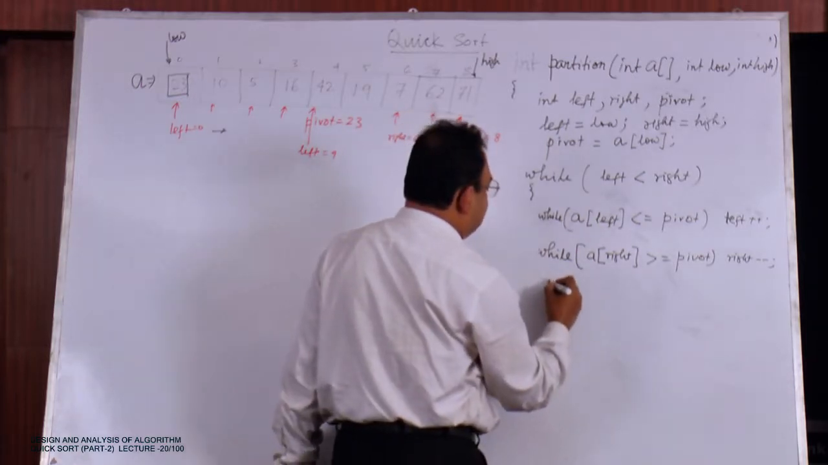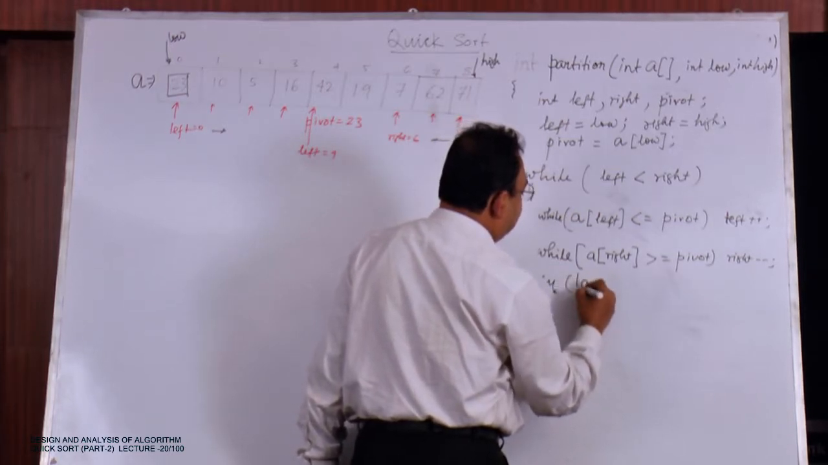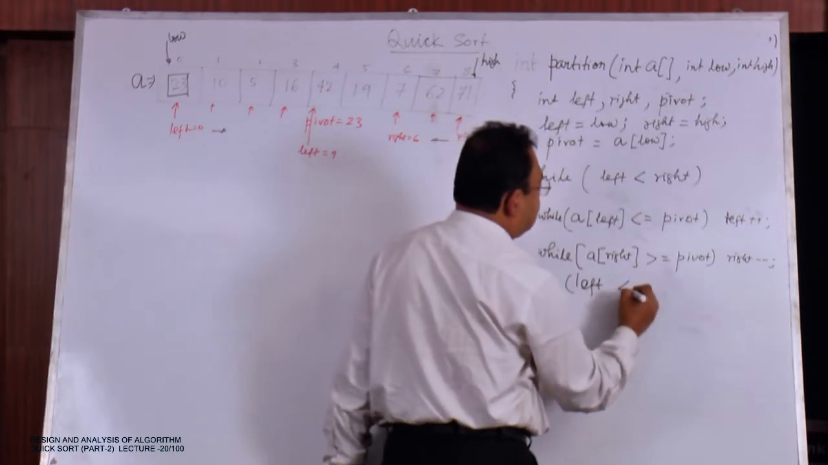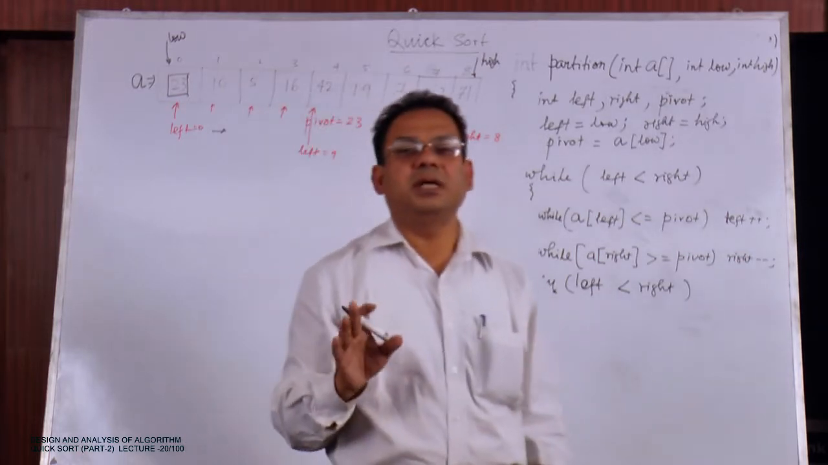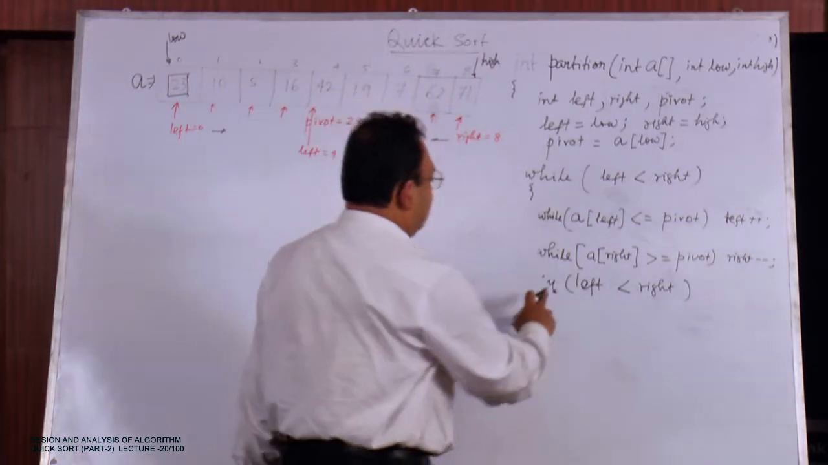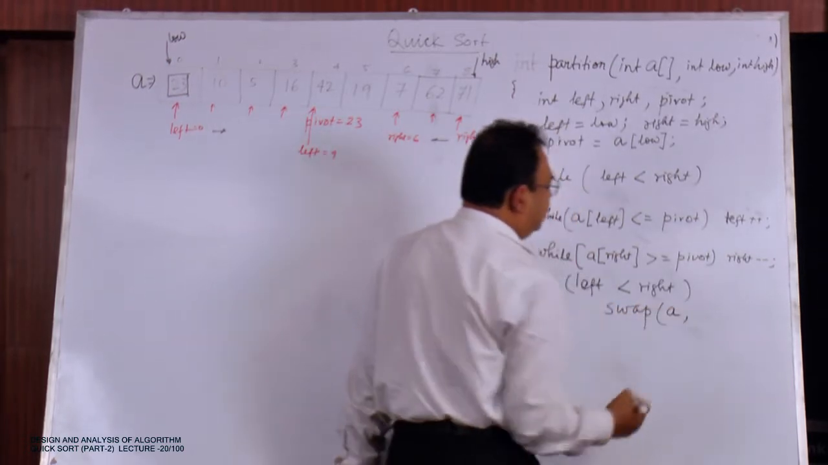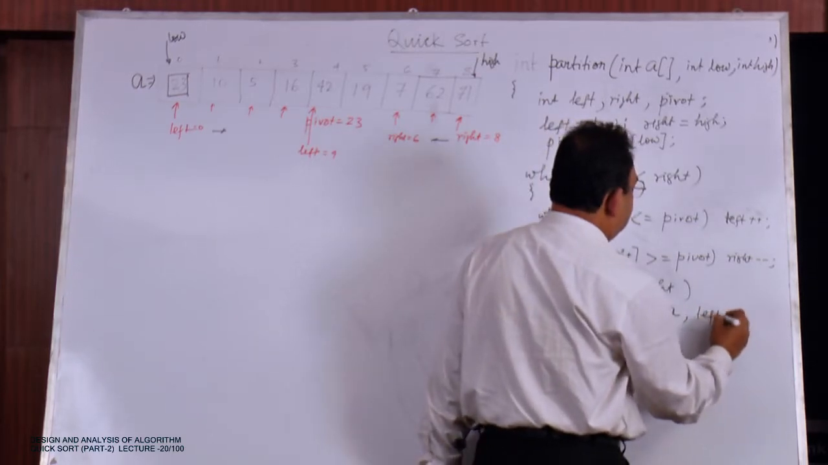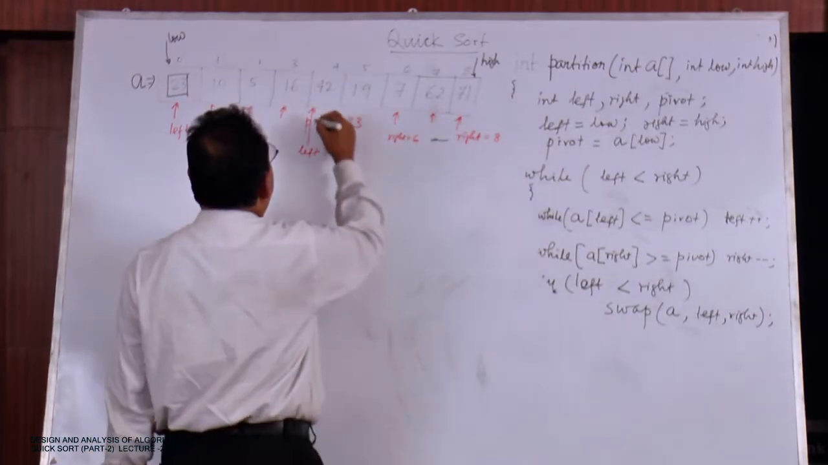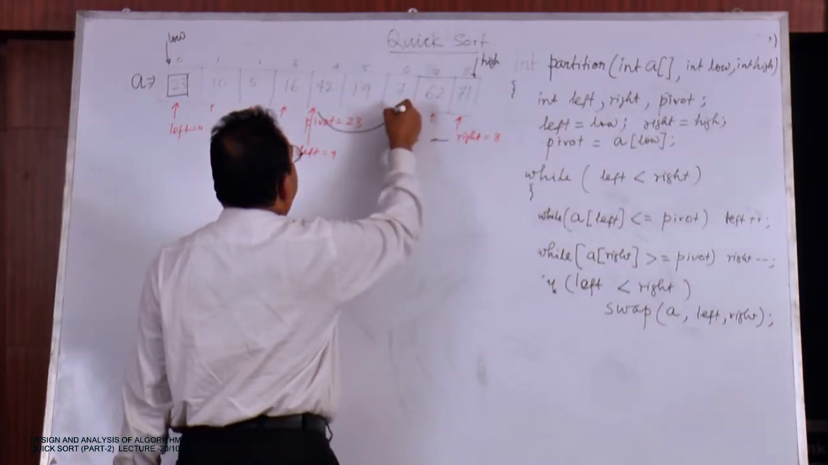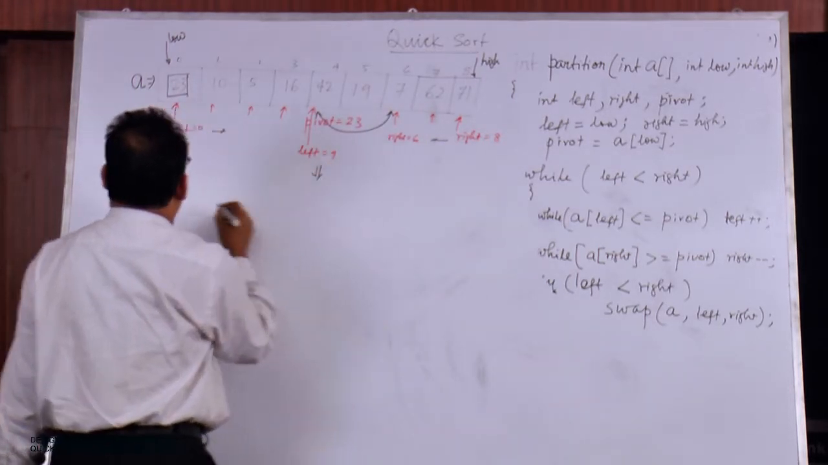For this purpose we are checking if left is less than right. That means left has not crossed right, so all elements are not yet examined. So, if left is less than right, then we are swapping in the array A between the left and right positions. Here these two elements are now interchanged.